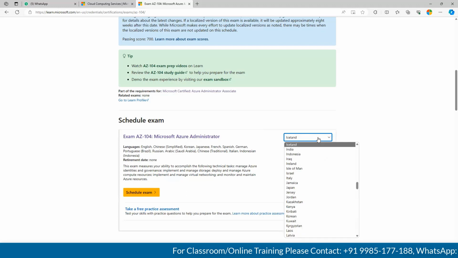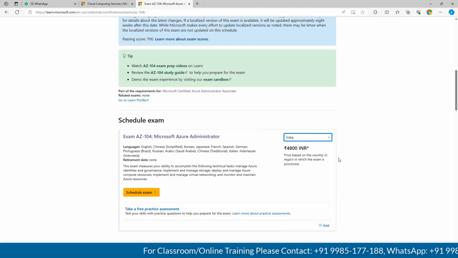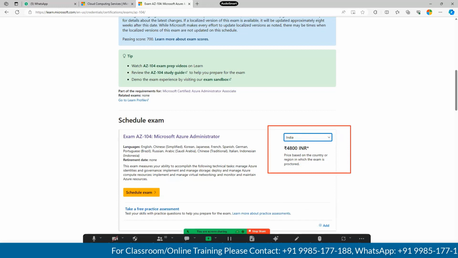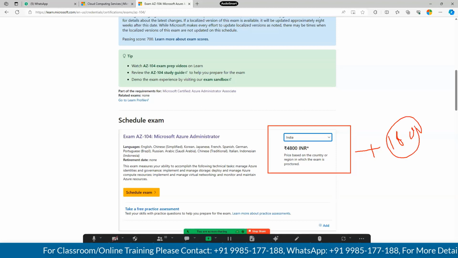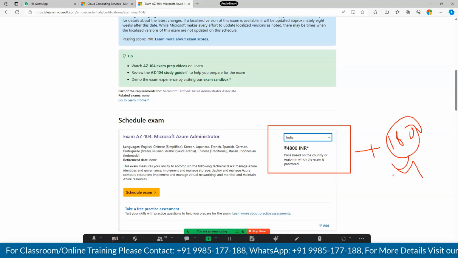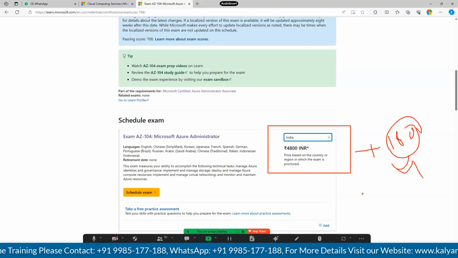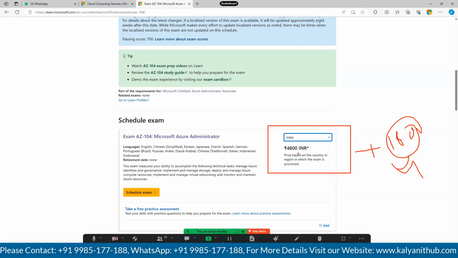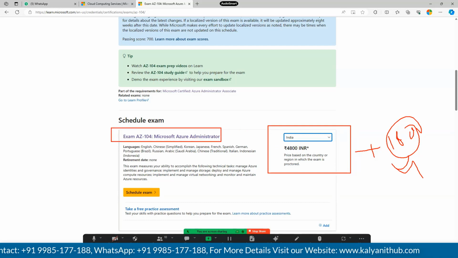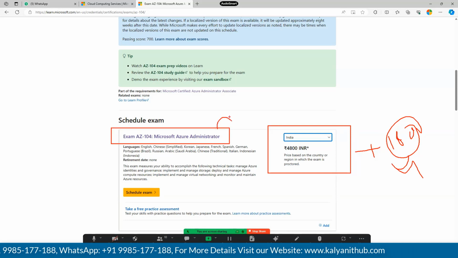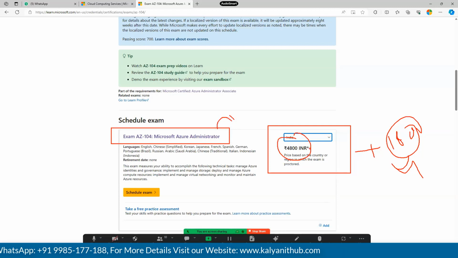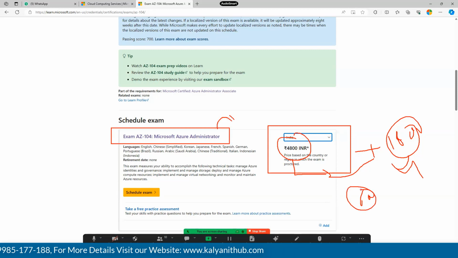If I select India, this is 4,800 rupees. Including GST, it will go to 6,000. So this is the administration syllabus paper. Same way, if you go for any Azure certification paper, the cost in Indian currency is 4,800, and including GST, it will go to 6,000, guys.